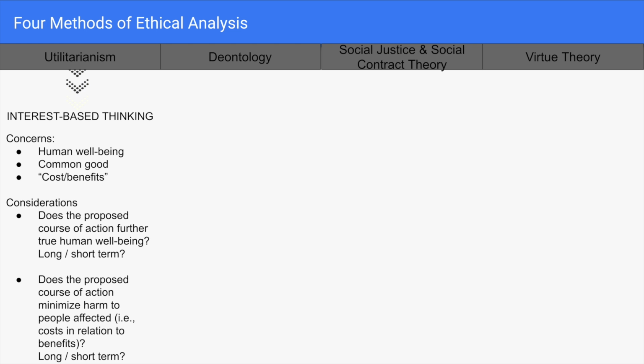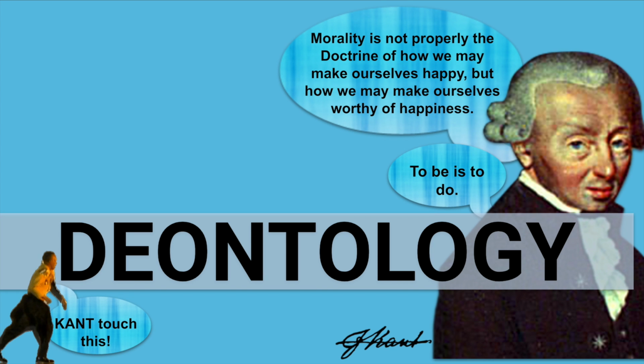Overall, the utilitarianism ethical perspective reflects an interest-based thinking or approach to ethical dilemmas. Interest-based thinking concerns human well-being, the common good, and the cost and benefits of a decision. Interest-based thinking considers a number of things, like whether the course of action furthers true human well-being, and does it do so in the long term or in the short term? Or does a proposed course of action minimize harm to people affected, meaning the costs in relation to the benefits?